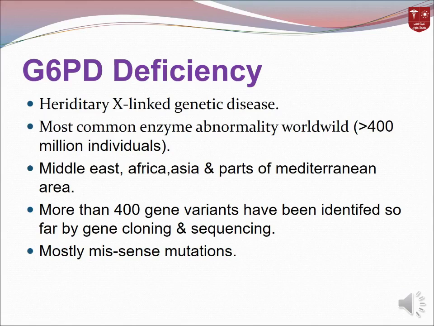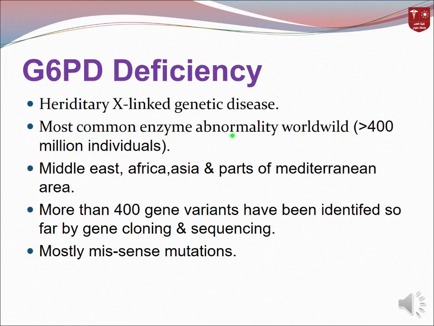Glucose 6 phosphate dehydrogenase deficiency. This enzyme, glucose 6 phosphate dehydrogenase, is the first enzyme in the pentose phosphate pathway. We said it in the first slide when we were discussing the first phase of the cycle, which is the oxidative phase. This enzyme can be deficient and it leads to the most common enzyme abnormality worldwide.